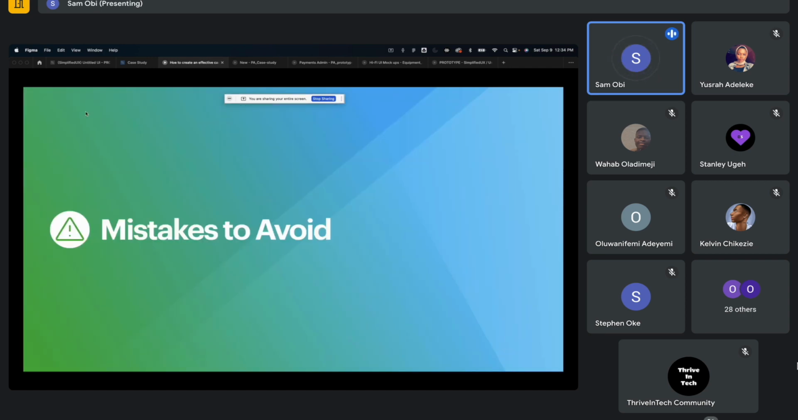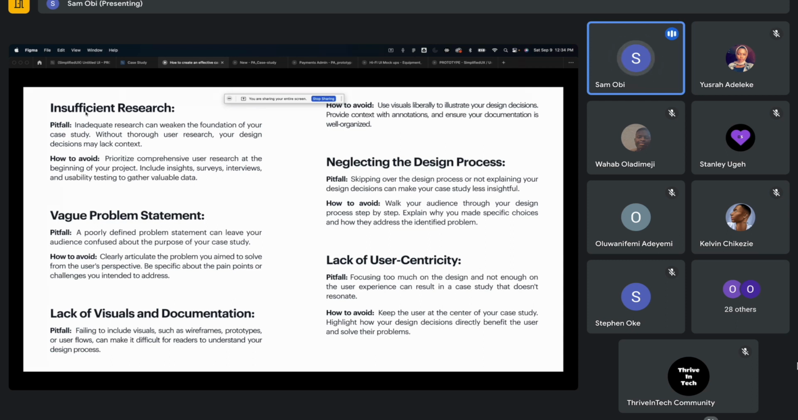All right, mistakes to avoid. I'm going to run through this pretty quick because at the end, I'll share this deck with AJ. I think he might be able to share it with all of you so that you can always refer back to this. There are some pitfalls and how to avoid them.